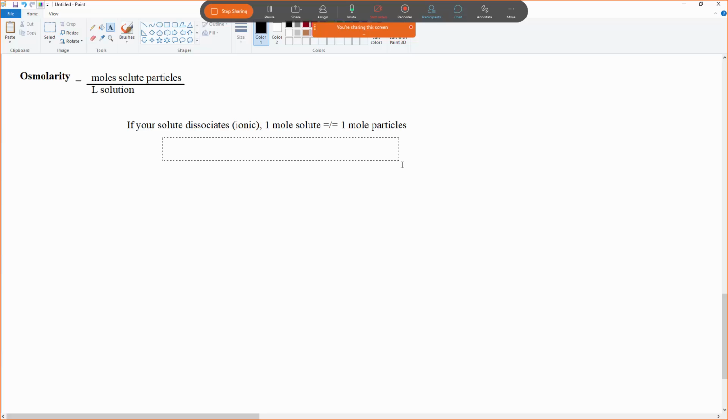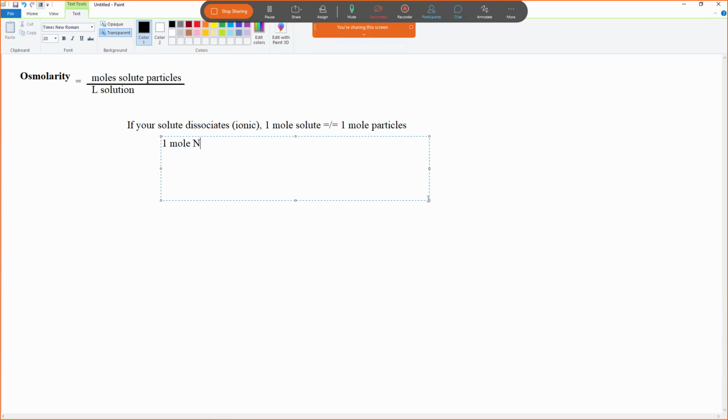So let's look at, for example, if I have 1 mole of NaCl, then how many moles of particles am I going to have when those dissociate? It's going to dissociate into how many different things? 2 moles of particles, because you're going to have basically a mole of sodium particles and a mole of chloride particles in every 1 mole of NaCl. Does that make sense?